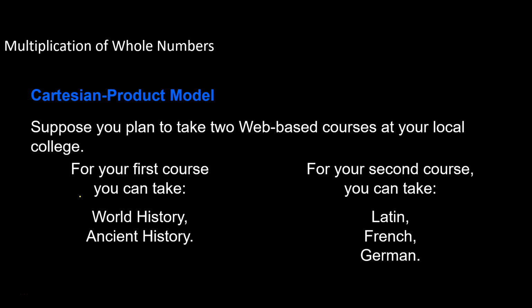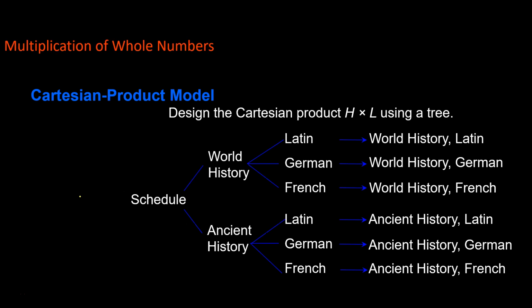To represent all the possible combinations that we can take, we can use a tree diagram. This tree diagram represents our class schedule, and we have our 2 choices for the first class, either world history or ancient history. After we've made our decision for our first course, we then have to pick from 3 language courses, either Latin, German, or French. And notice it doesn't matter what we picked for our first course. If we picked world history or ancient history, we still have the 3 language courses to choose from for our second course.